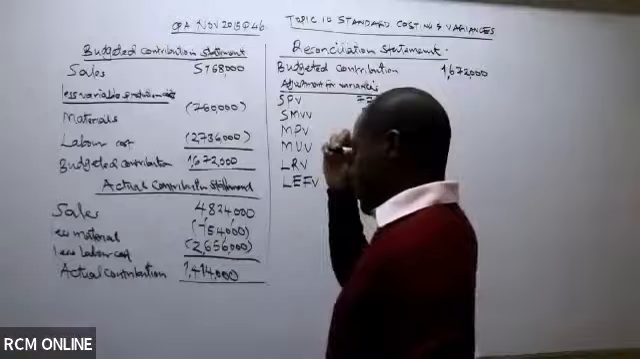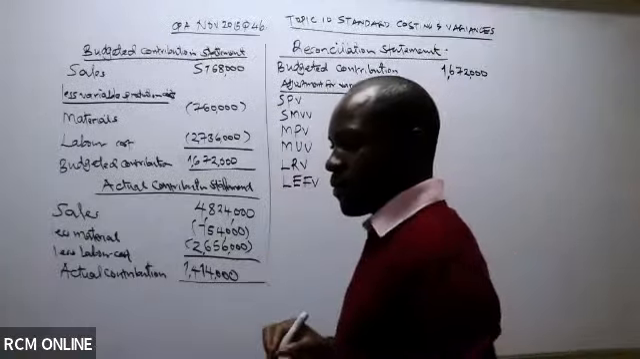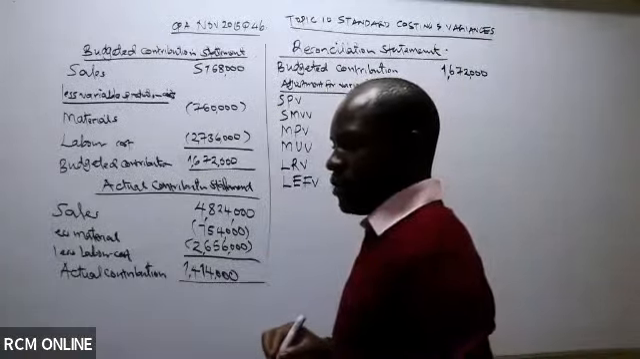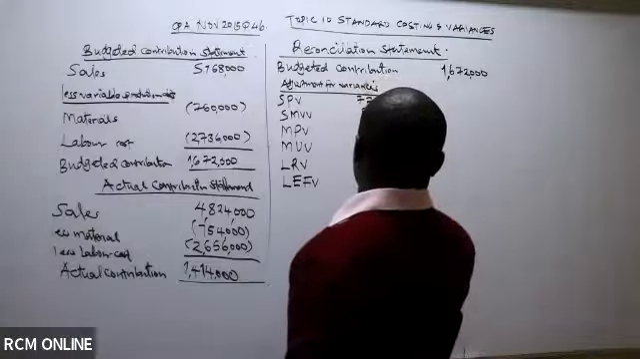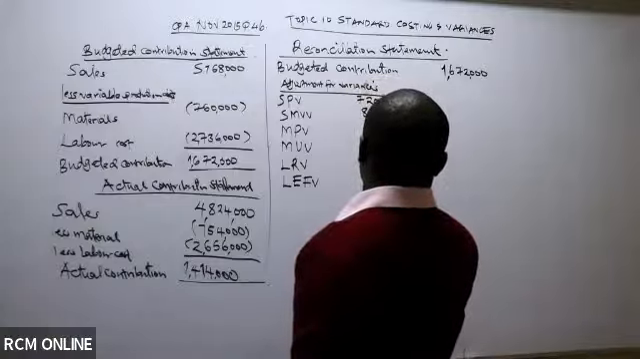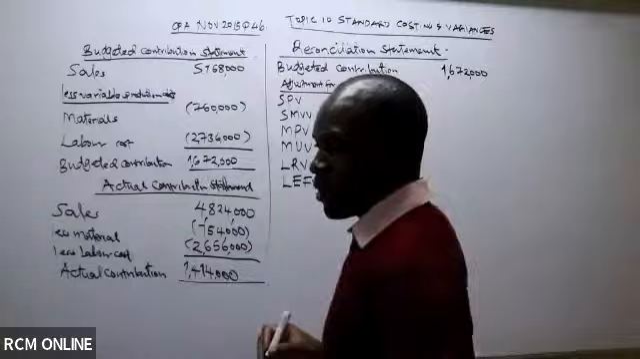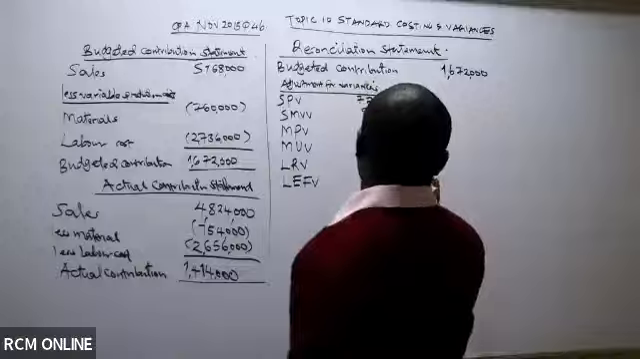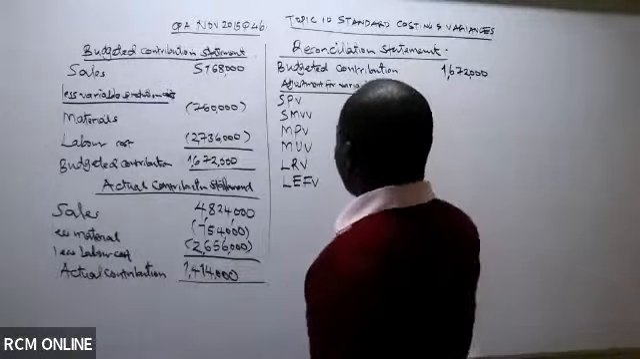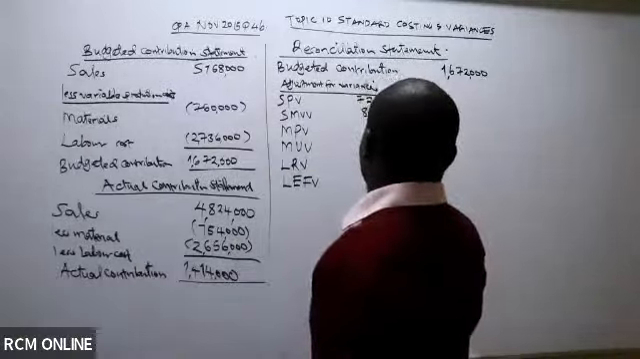What was our labor efficiency variance? 144,000. Was it 144 or 140? 144,000 adverse. Good. So when we deal with all these variances, what are you getting?